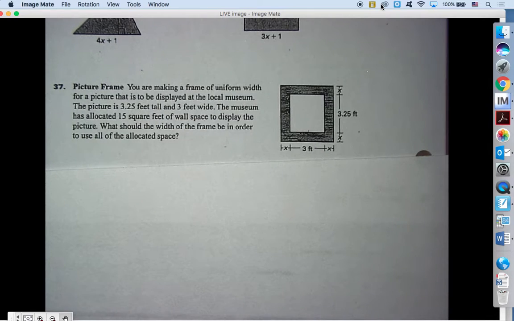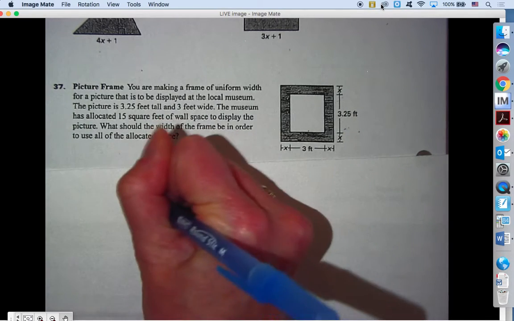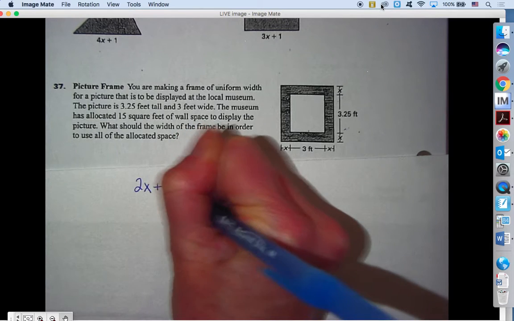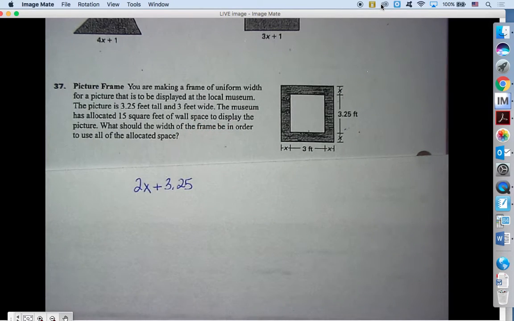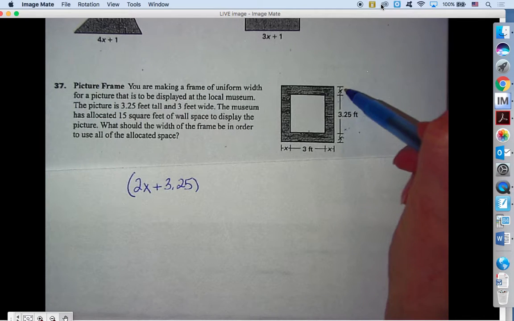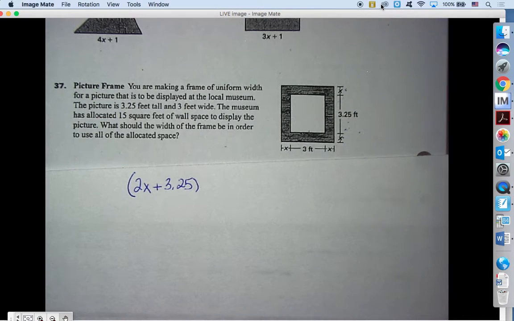So the first thing, if you look at the diagram that's already drawn for you, the current height of it, or width of it, depending how you want to look here, is 3.25. But if I add a picture frame to it, that picture frame goes around the entire picture, so I would have an extra x on each side. So that would be my 2x, plus the initial 3.25. So that describes the one side of the picture frame. So x plus 3.25. To get all of this, I have to add all those together.